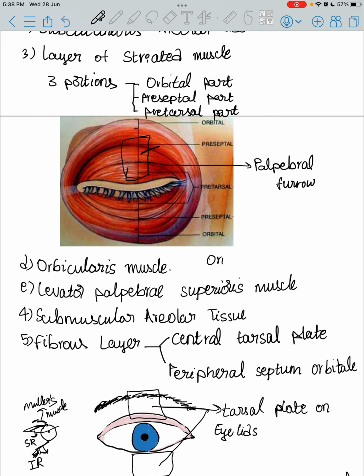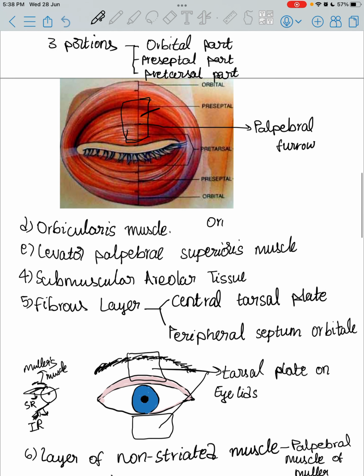The fourth layer is submuscular areolar tissue. It is a layer of loose connective tissue. The nerves and vessels lie in this layer. Therefore, the clinical significance is that to anesthetize the lids, the injection is given in this plane.